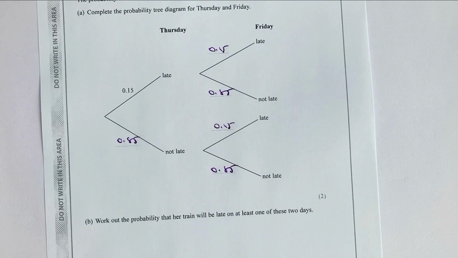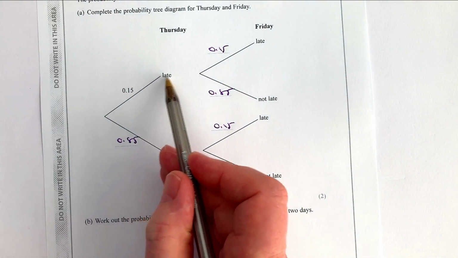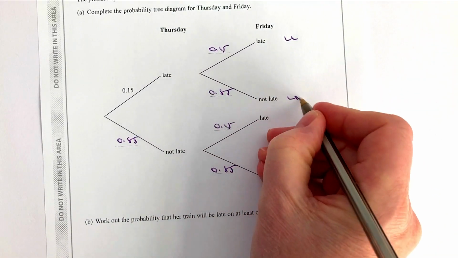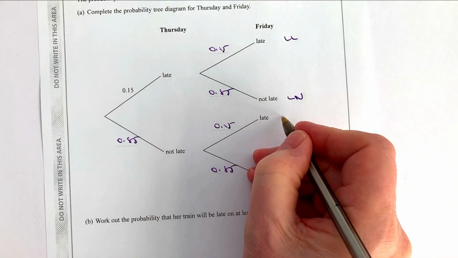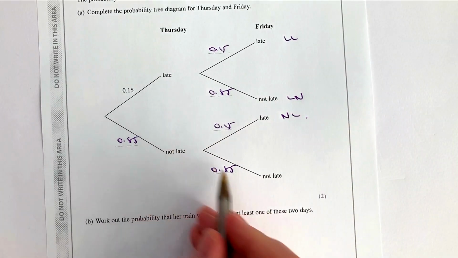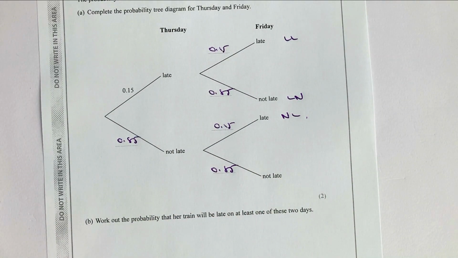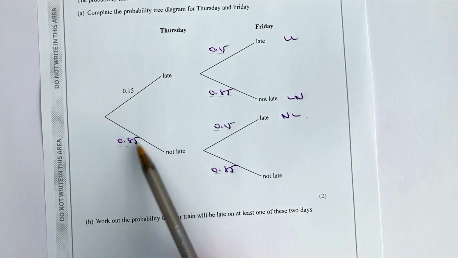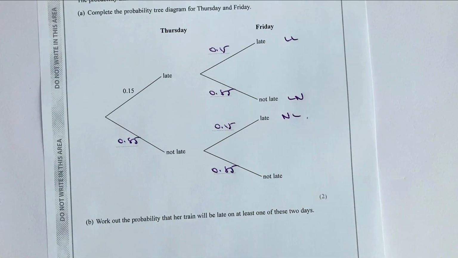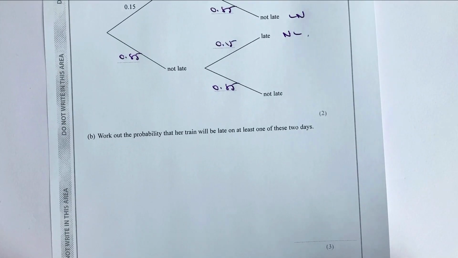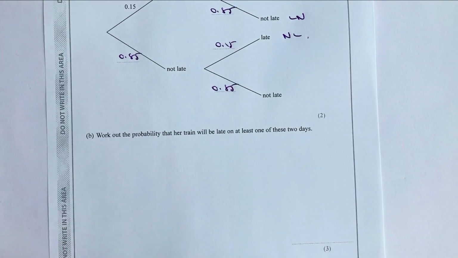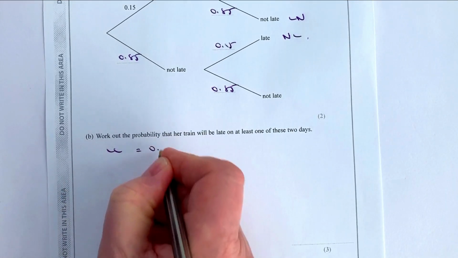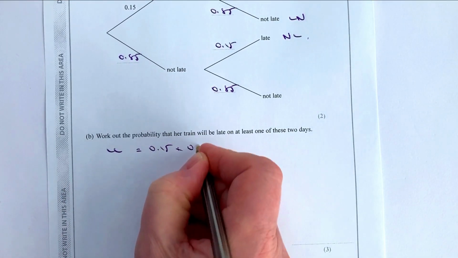So the outcomes that we're interested in are going to be late, late; late and not late; not late and late; and then not late and not late we're not too worried about. So basically we've got to work out these outcomes and then add them all together. So it's a case really of just multiplying along the branches, as you know from working with probability trees. So I've got late is equal to 0.15 times 0.15.